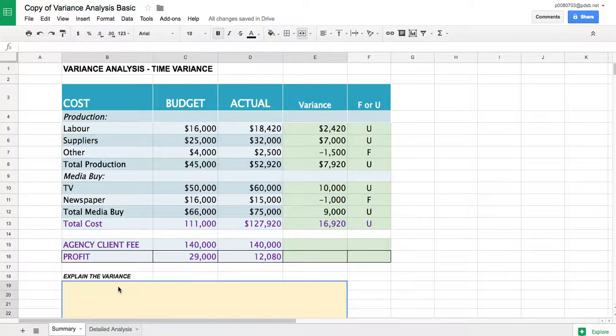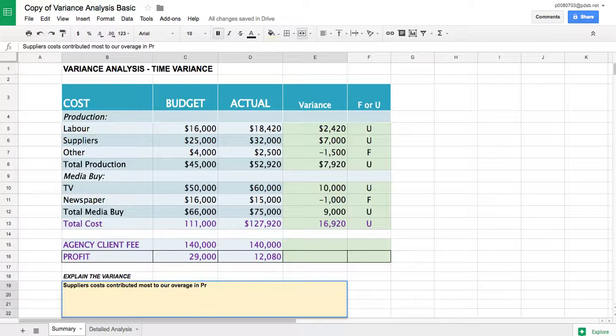So under an explanation, we can type in something to the effect of: our supplier costs contributed most to our overage in production. And you could go into detail about this, and I would expect you to. Okay, I'm not going to for this example, but go on for a full explanation.